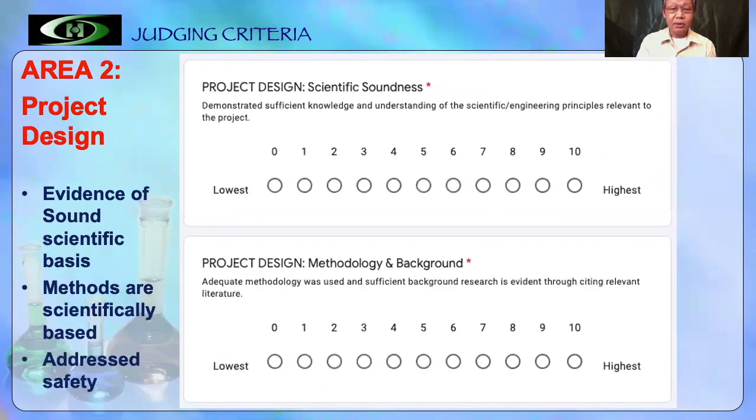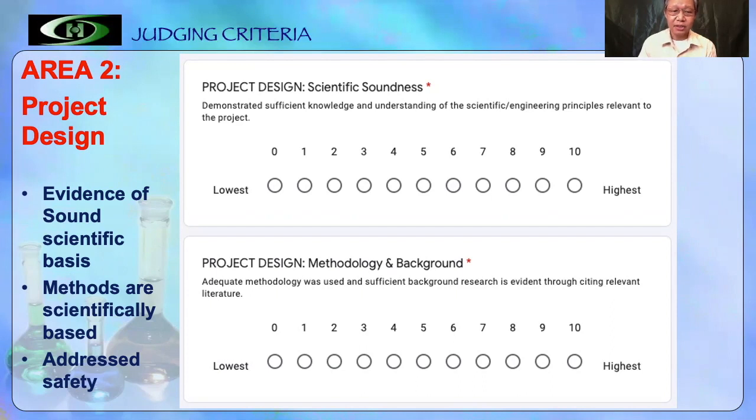The second area would be project design. Here, you want to evaluate the soundness of the project in terms of the scientific concepts applied, as well as the soundness of the methods applied. Did they consider everything in terms of creating their procedure? Did they pay attention to safety? Did they pay attention to holding the correct variables constant? Did they consider all of those? Did they consider sample size? So those are the things that you would like to look at.